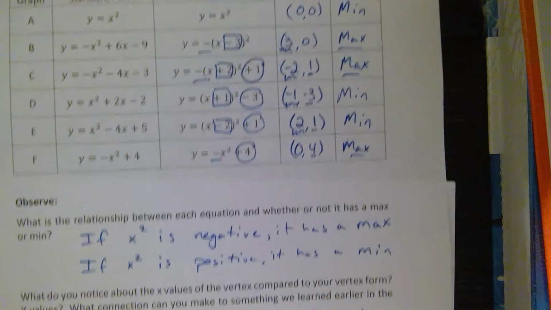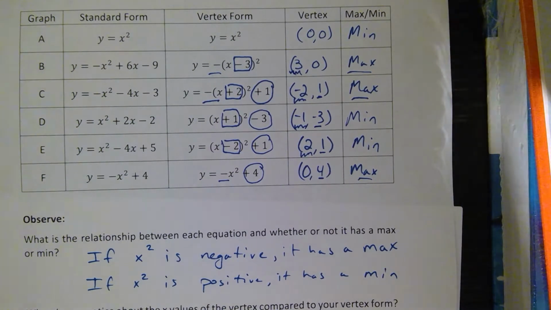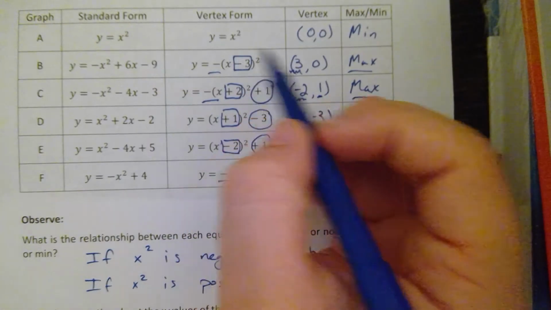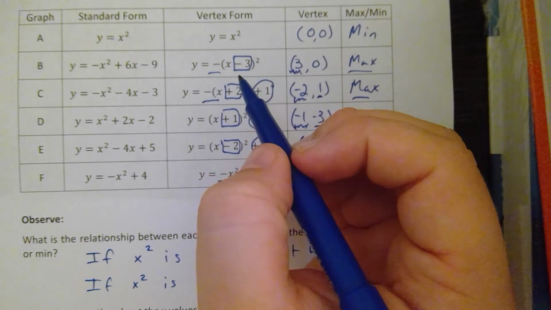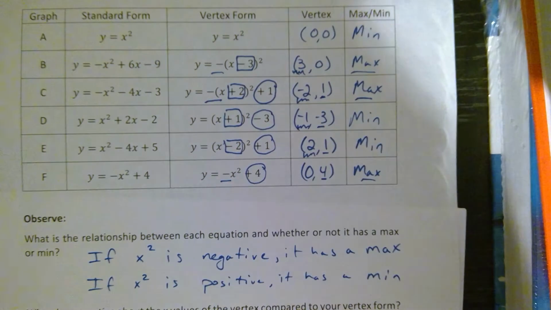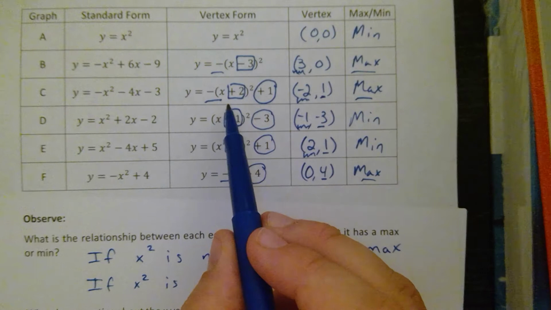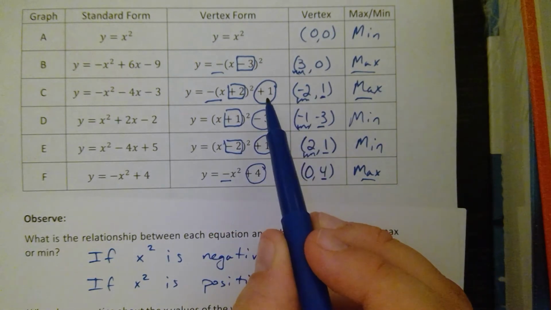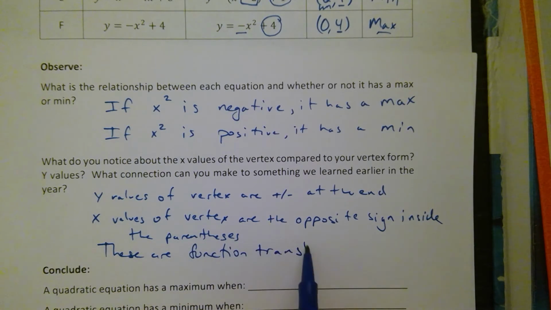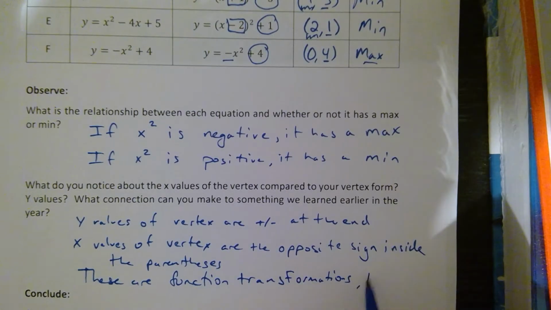Now, if we think back to before fall break, this is exactly like our transformations. Here's our parent function, vertex is 0, 0. If we toss it in there, our graph's going to move 3 to the right. And sure enough, a vertex moves 3 to the right. Okay? If we put a plus 2, it should move 2 to the left. It goes to the minus 2. If we put plus 1, it's going to go up 1. All right? So our connection is these are function transformations. Okay? In fact, they are translations.